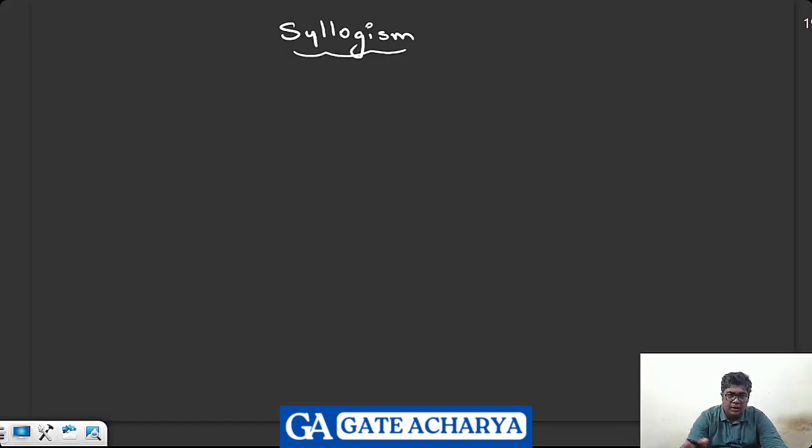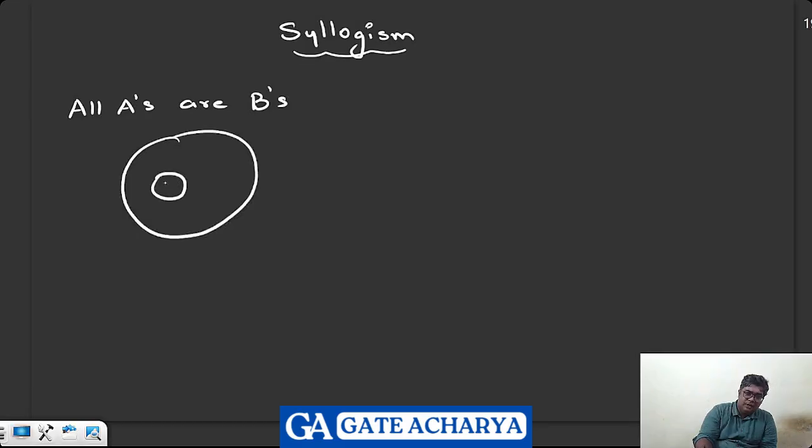How many different types of statements are there? There are technically four types of statements, mainly four. It goes something like this: all A's are B's. Now, how do I manage even if weird statements come into the picture? For that, I use the tool known as the Venn diagram. So what is the Venn diagram of all A's are B's? Like this. All A should be inside B. That's it.